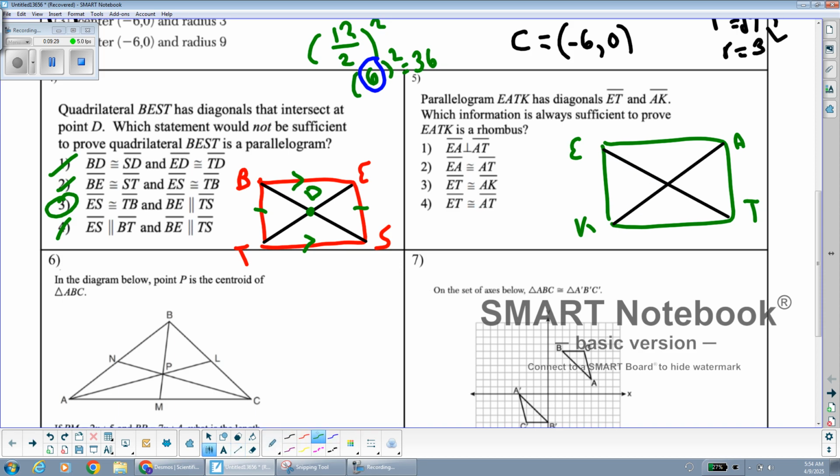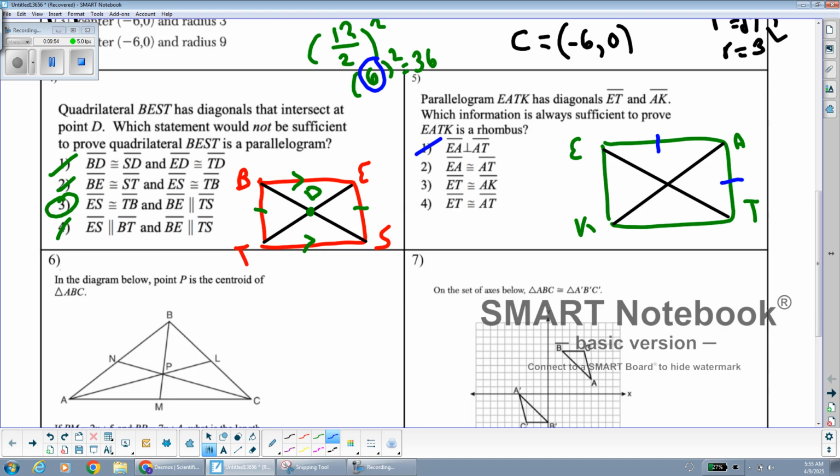Now we already know that we have a parallelogram. And the question is, which information is sufficient to prove a rhombus? So we need to prove a rhombus property. Number one, EA perpendicular to AT. That means a right angle would be formed here. Nope, that's a rectangle that has corner angles that are right angles. EA congruent to AT, this is a rhombus property.